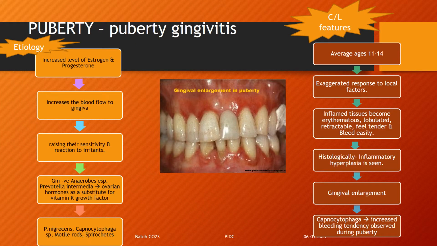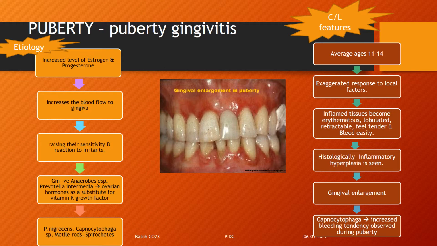So let's start with puberty gingivitis. First we will discuss the etiology. As we said before, it is mainly due to the increased level of hormones like estrogen and progesterone. When there is increased level of these hormones, it increases the blood flow to the gingiva and raises the sensitivity and reaction to irritants. And there will be an increased amount of gram-negative anaerobes, especially Prevotella intermedia.